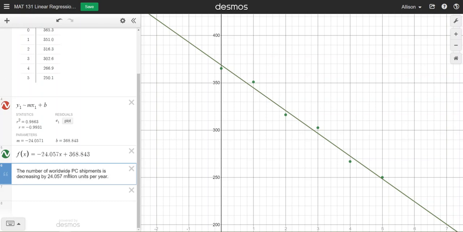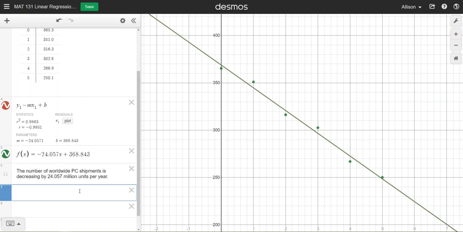What is y? What is it doing? Is it increasing or decreasing? By how much? What are the units on y? And then what are the units on x? Units on y, in this case, were million units, million PC units, and the units on x were years. Please make sure that you have all of those pieces in your explanation of slope.